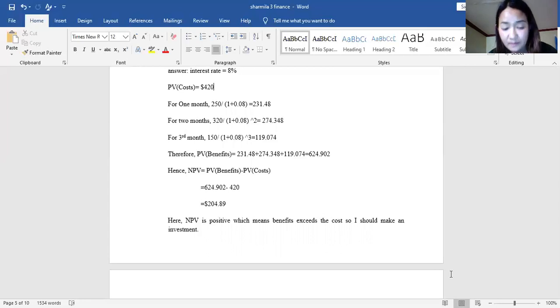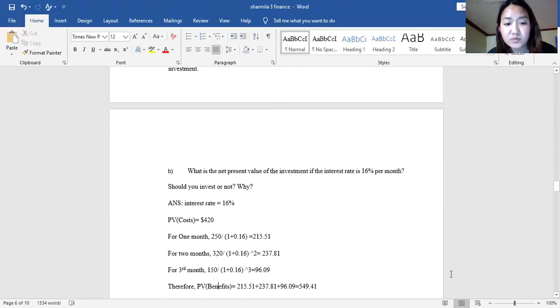Therefore, present value benefits is equal to $624.902. Hence, net present value equals present value benefits minus present value cost, that is $624.902 minus $420, which is equal to $204.89. Here, net present value is positive, which means benefit exceeds the cost, so I should make an investment.